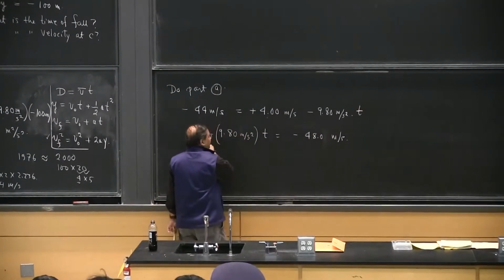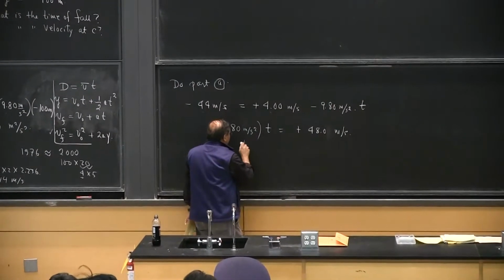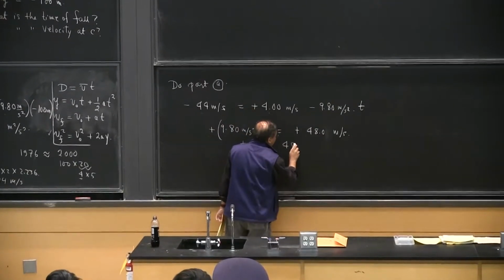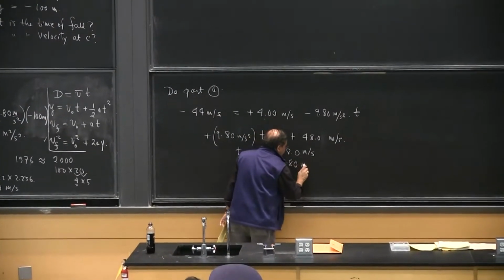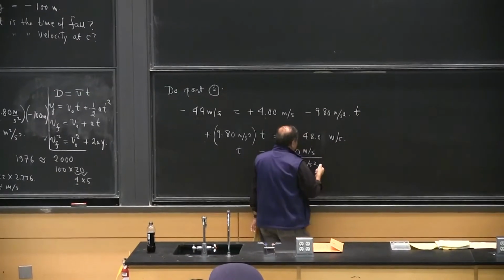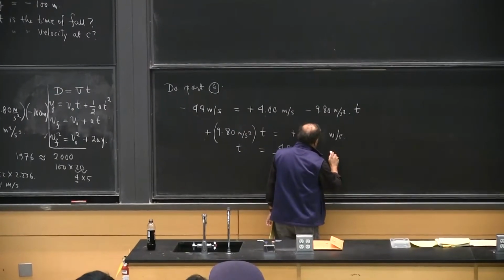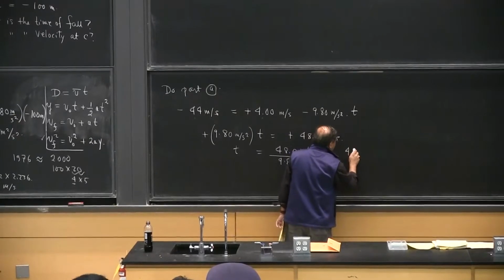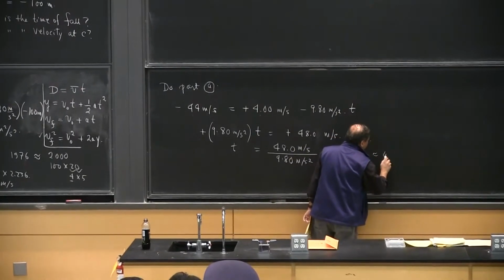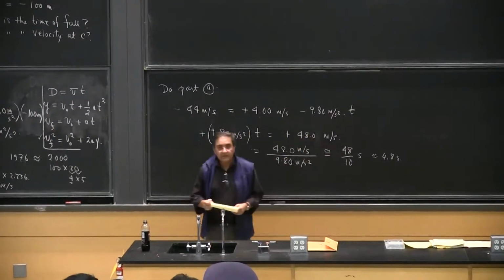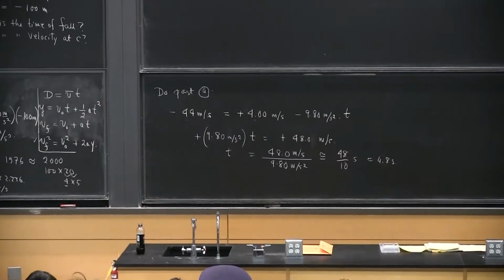Now I have minuses on both sides, so I can multiply by minus 1, and that goes away. If I now divide to get the time, I have 48.0 meters per second divided by 9.80 meters per second squared. So the meters per second, this second will come upstairs because it's a double down. Now I'll simplify things a little bit. I'll make it 48 over 10, roughly, seconds. So that's approximately 4.8 seconds. So it will take about 4.8 seconds, approximately, not exact, because we have rounded off, for the ball to go up, stop, and come down.